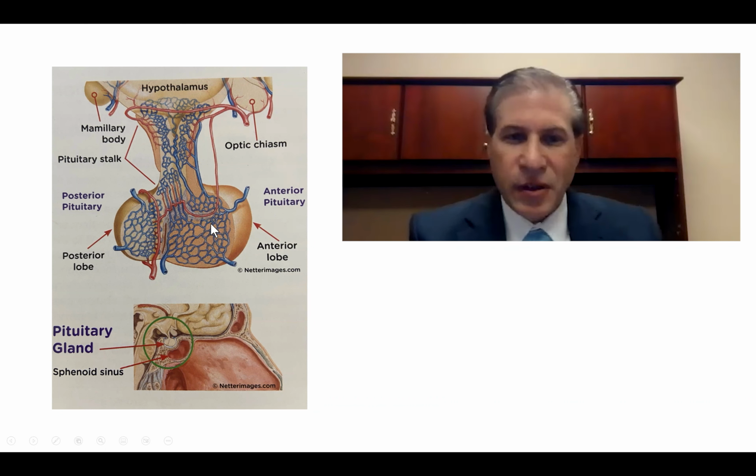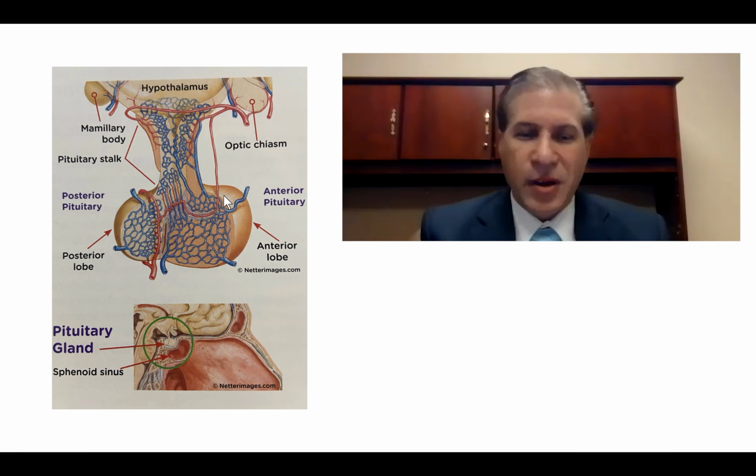The anterior lobe produces hormones that are released by hormones from the hypothalamus. The posterior lobe does not produce any hormones. The hormones are created in the hypothalamus, stored in the posterior lobe, and then get released when there are certain synaptic signals from the hypothalamus.